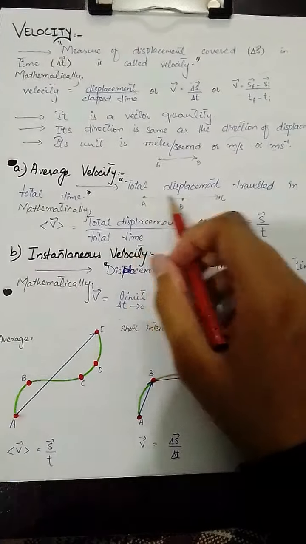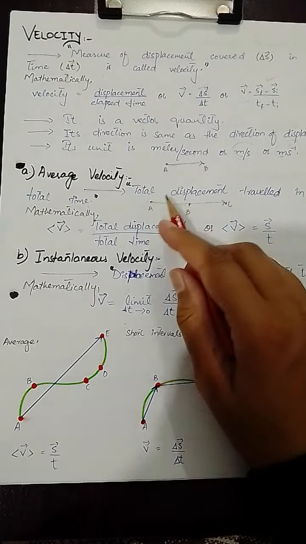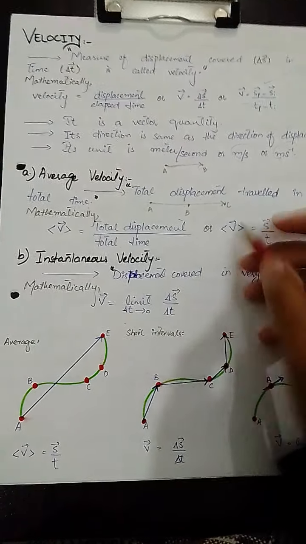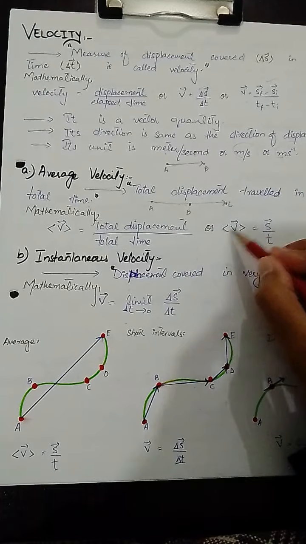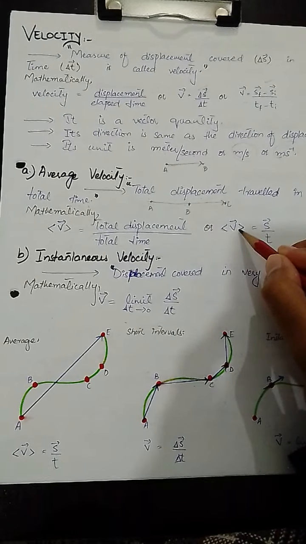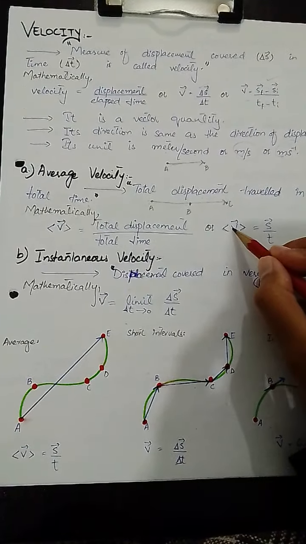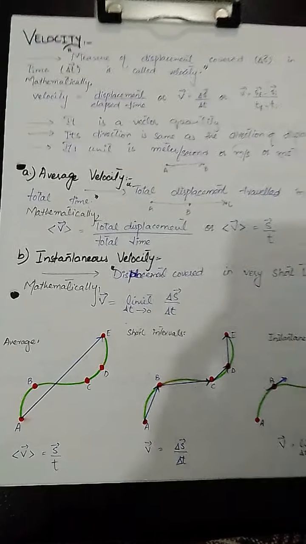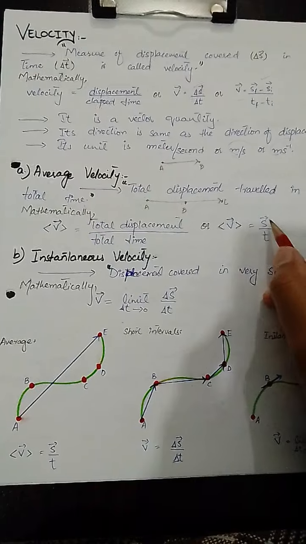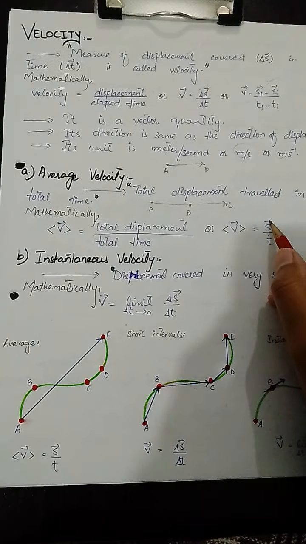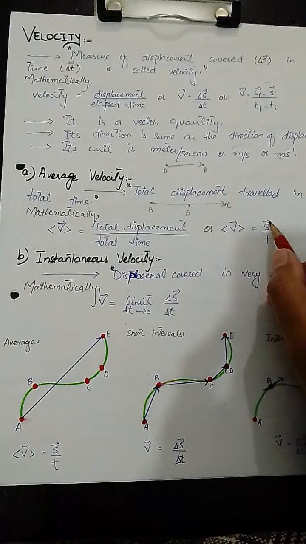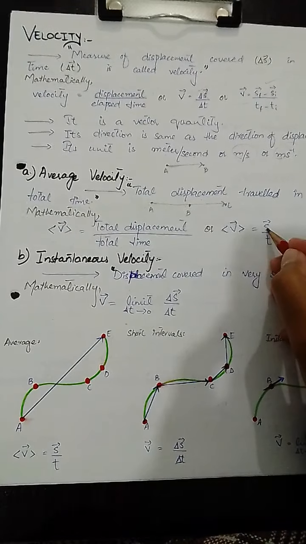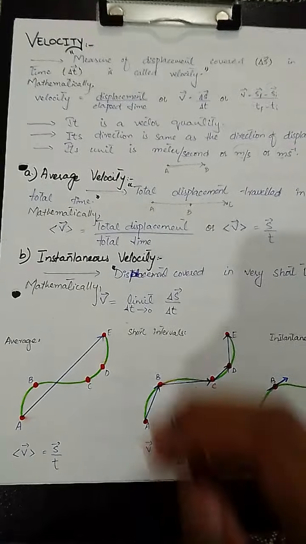So the total displacement divided by total time taken, or we can write it as average. These brackets are used to show average quantity. So average v, ऊपर vector भी आएगा या फिर arrow भी आएगा because this is a vector quantity, equals S, the displacement because it has a vector arrow above it, divided by t, the total displacement divided by total time.